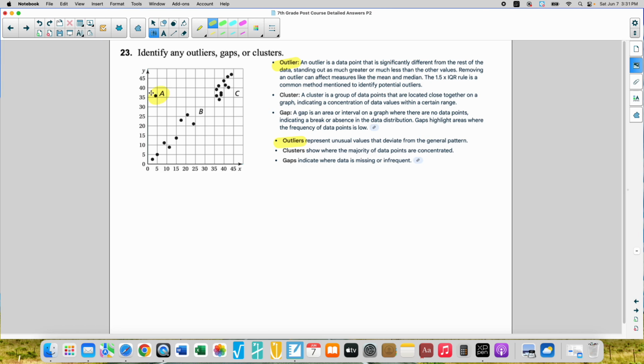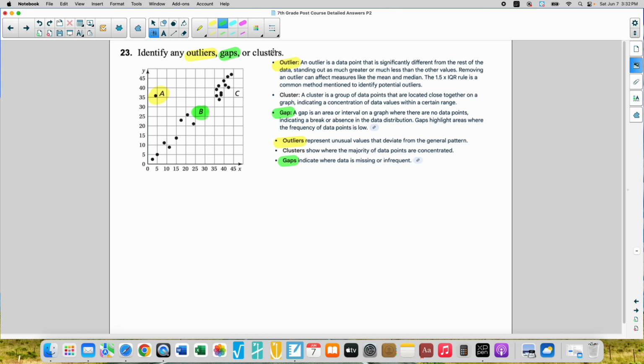An outlier is a data point that is significantly different from the rest of the data. Point B, I don't know where point B is, but it's one of these points. Point B would be considered a gap. So we have an outlier, we have a gap. A gap is an area or interval on the graph where there are no data points indicated. A break or absence, so B is a gap, and it indicates where data is missing or infrequent.